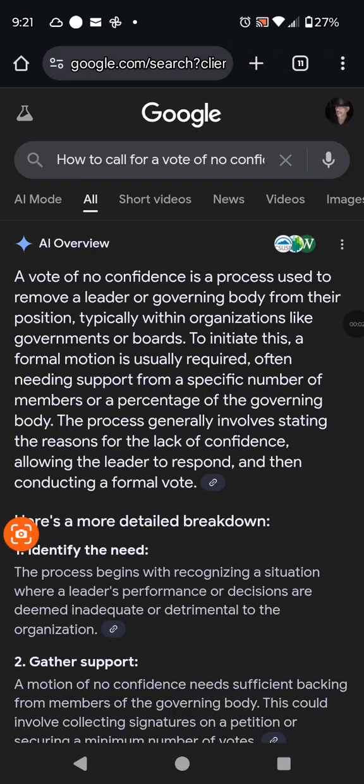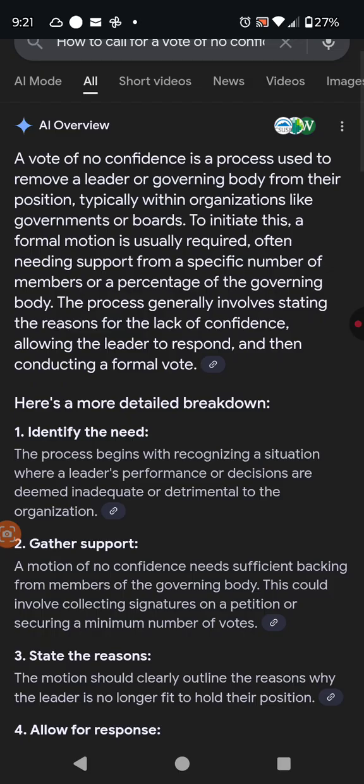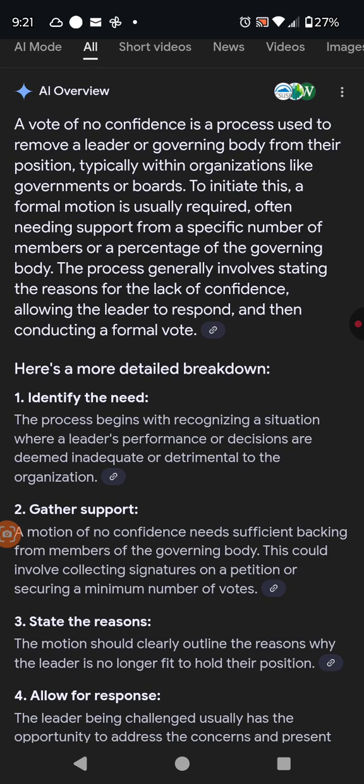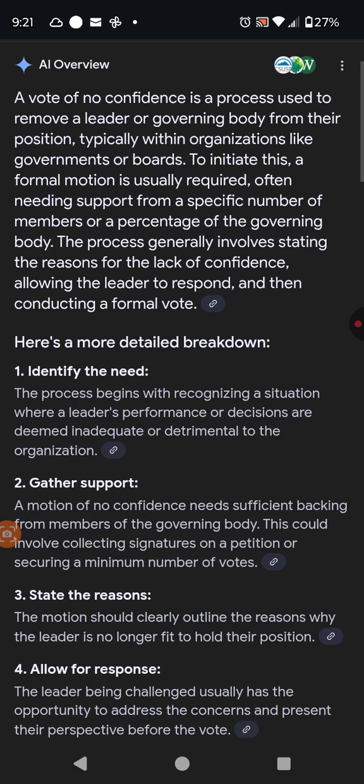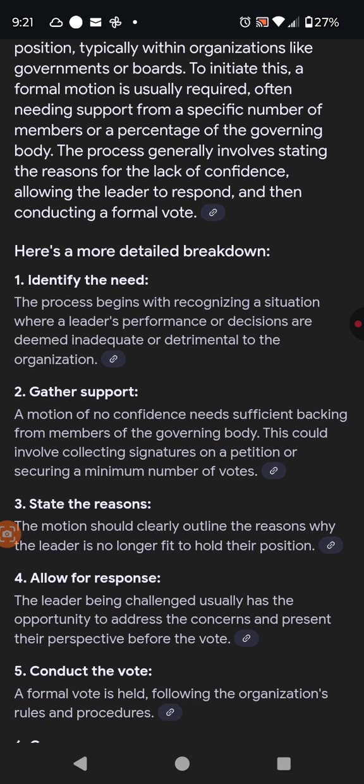Okay, I asked the internet how to call for a vote of no confidence. A vote of no confidence is a process used to remove a leader or governing body from their position, typically within organizations like governments or boards. To initiate this, a formal motion is usually required, often needing support from a specific number or percentage of a governing body. The process generally involves stating the reasons for the lack of confidence, allowing the leader to respond, and then conducting a formal vote.